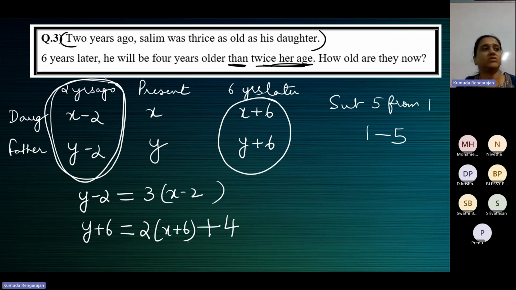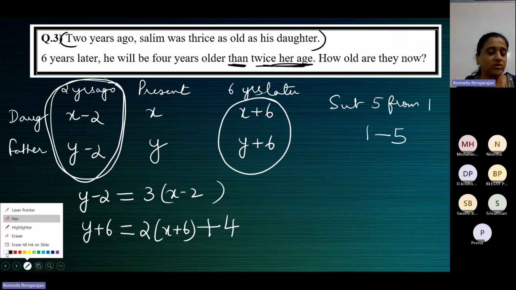Is that fine? So these are the two equations. You'll have to solve these two equations to find the values of x and y. Now, how many of you constructed the equations correctly? Okay, no problem. First, correct. Second, where did you go wrong?